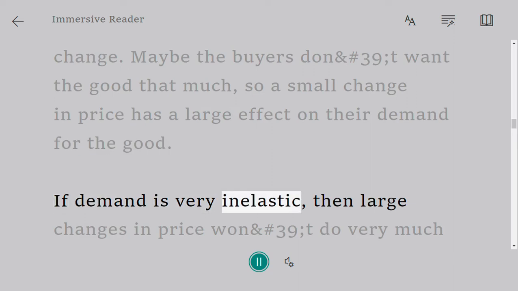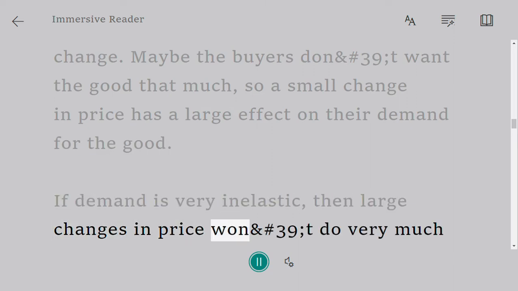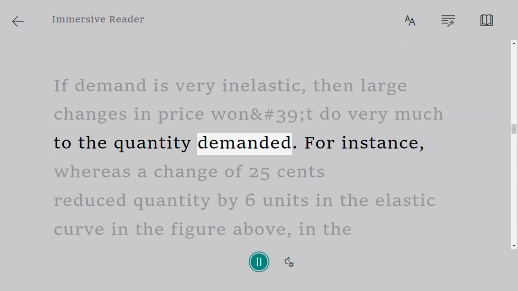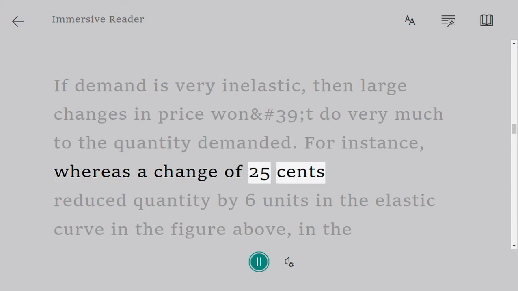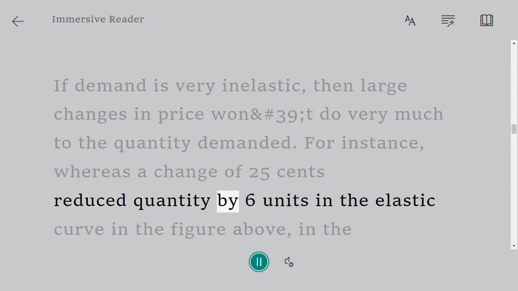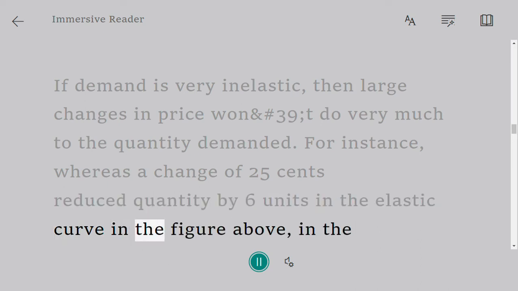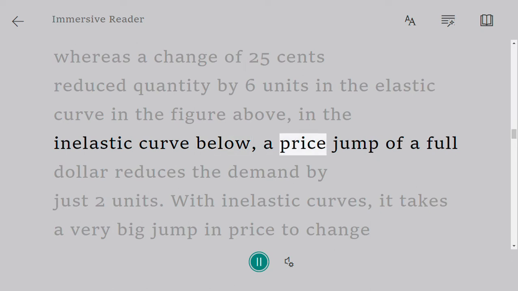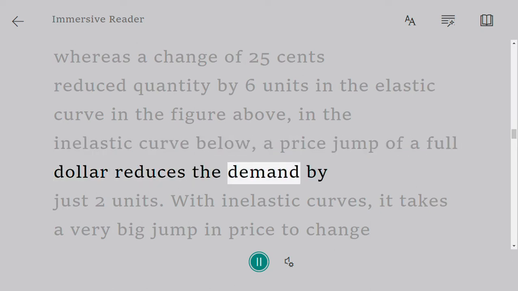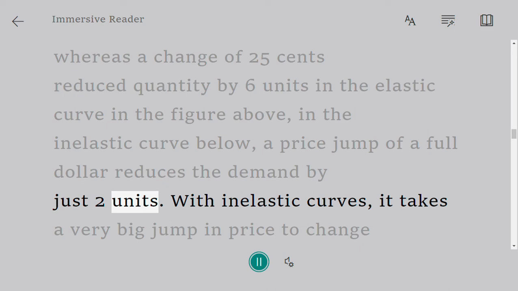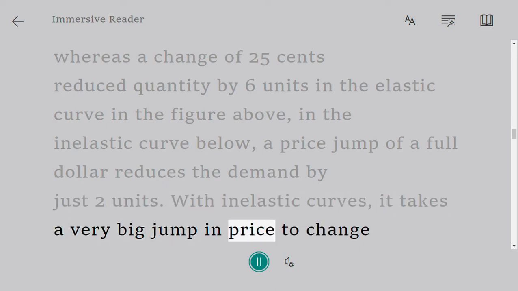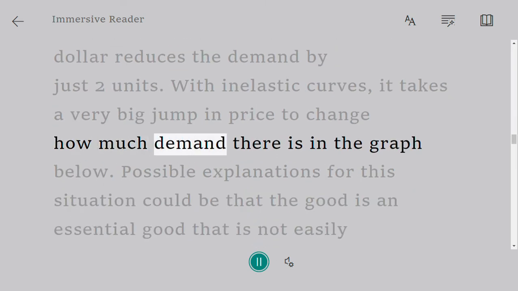If demand is very inelastic, then large changes in price don't do very much to the quantity demanded. For instance, whereas a change of 25 cents reduced quantity by 6 units in the elastic curve in the figure above, in the inelastic curve below, a price jump of a full $1 reduces the demand by just 2 units. With inelastic curves, it takes a very big jump in price to change how much demand there is in the graph below.